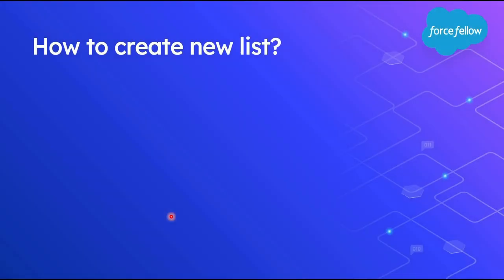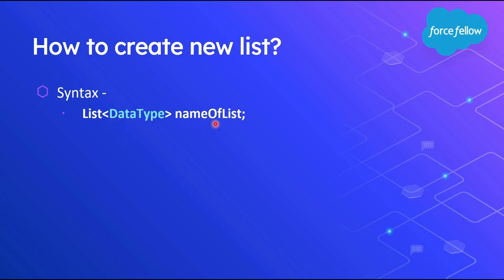And now let's see how to create a new list in Apex. So this is the syntax to create a list in Apex, where first we need to write list, then in angle brackets we need to provide the data type, like what kind of values we want to store in this list. For example, integer, string, boolean, or an object, or we can say any kind of data type we can use here. And after that we need to provide the list name, whatever you want to call it. So this is how we can declare a list in Apex.